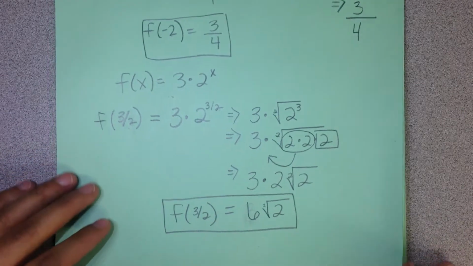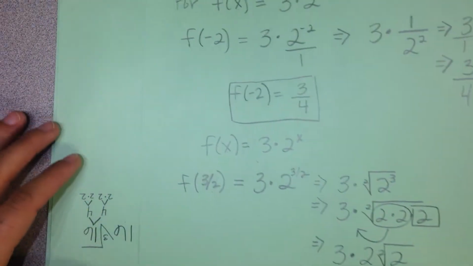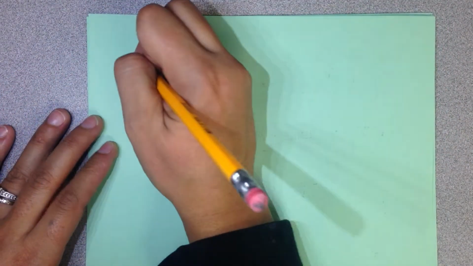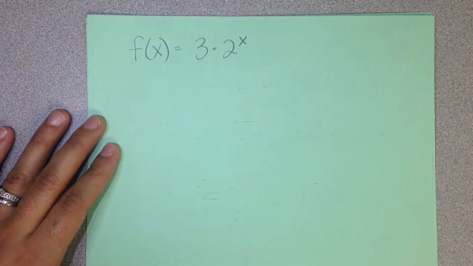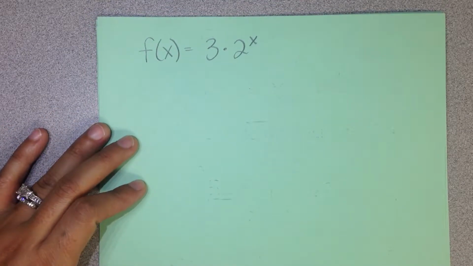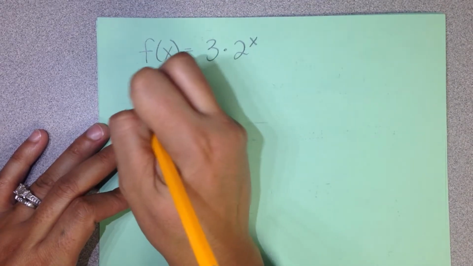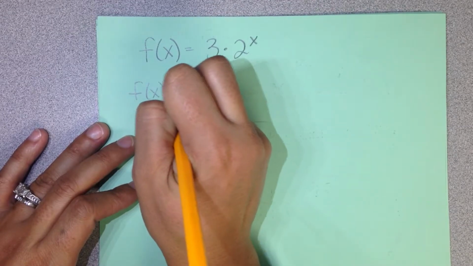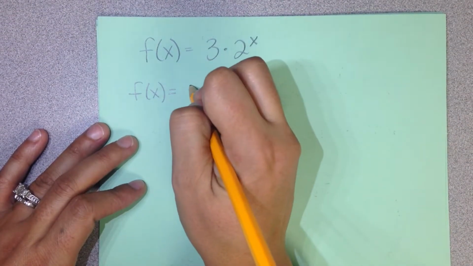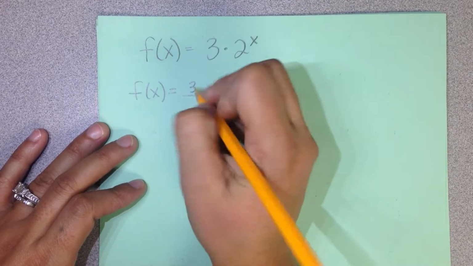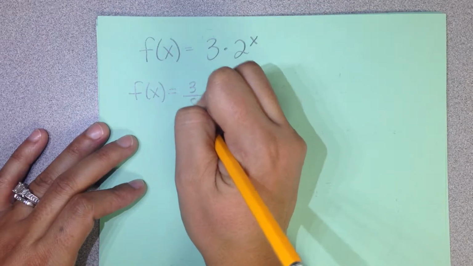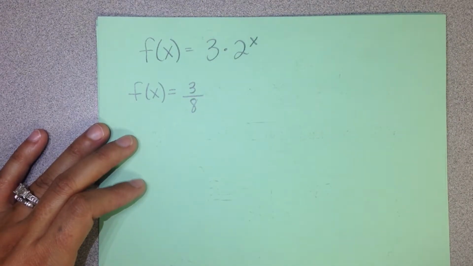The final type of problem you'll see with these is given the same exact function. So we'll go back, f of x equals 3 times 2 to the x. You'll be asked to answer something such as f of x equals 3/8. F of x equals 3/8.